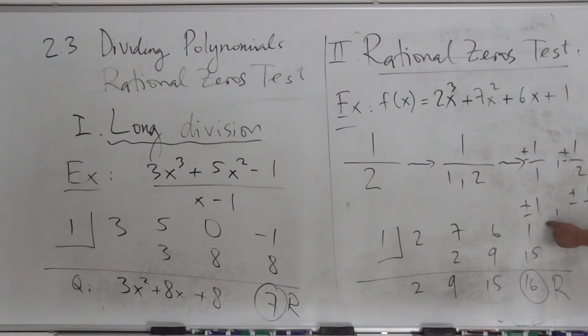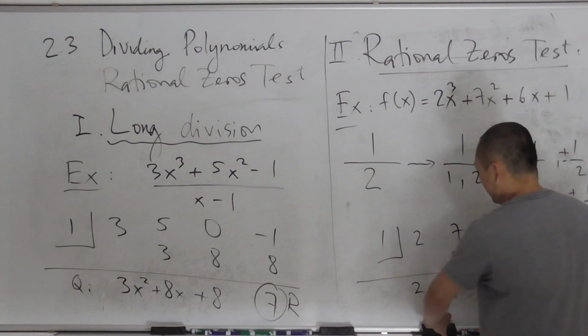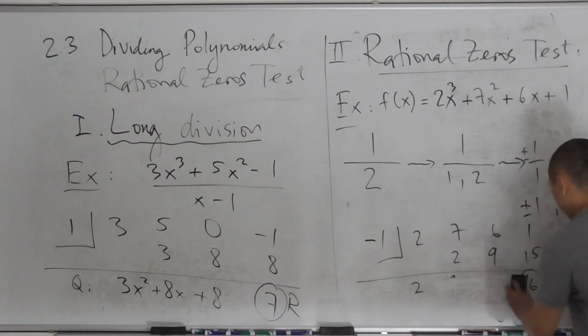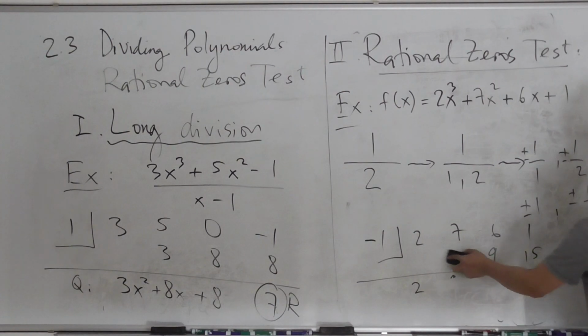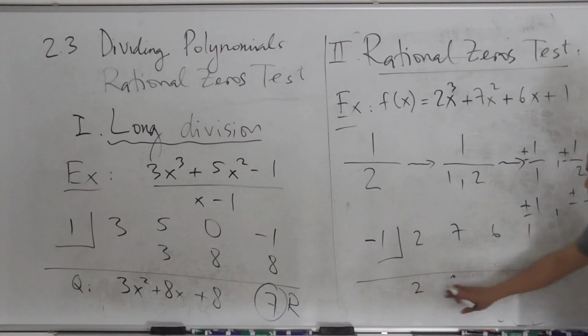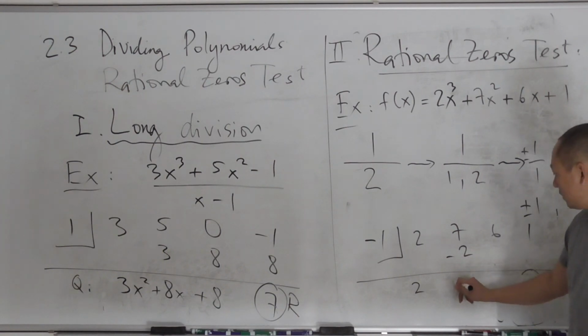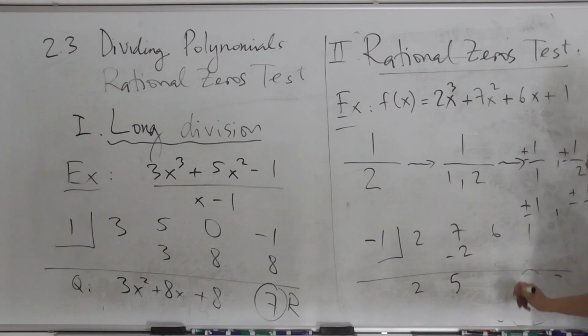Try another one, -1. Let me cheat a little. -1 right here. 2 times -1 is -2. 7 plus -2 is 5. 5 times -1 is -5, plus 6 is 1. 1 times -1 is -1, plus 1 is 0. Bingo! The remainder is 0.